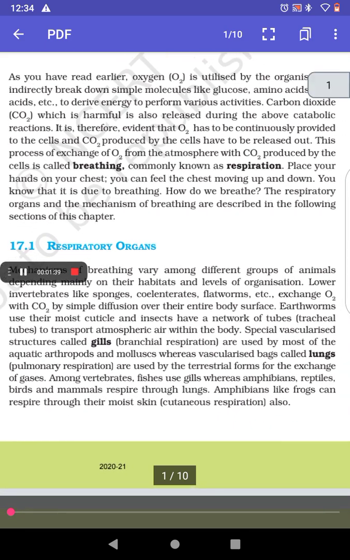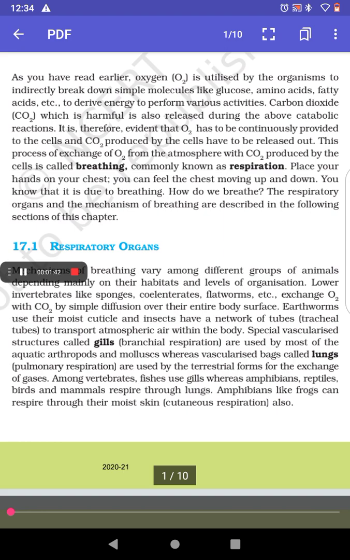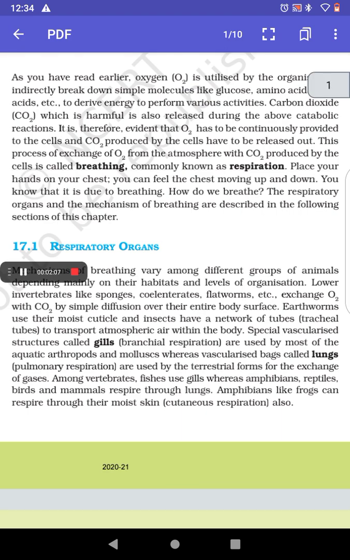Okay, let's move upon respiratory organs. This respiratory organs section is the main part of breathing and exchange of gases because most of the questions were asked from the NCERT in this paragraph. Mechanism of breathing varies among different groups of organisms. The groups of organisms having respiratory organs are divided on the basis of habitats and the level of organization. These two are the main objectives: habitats and level of organization.